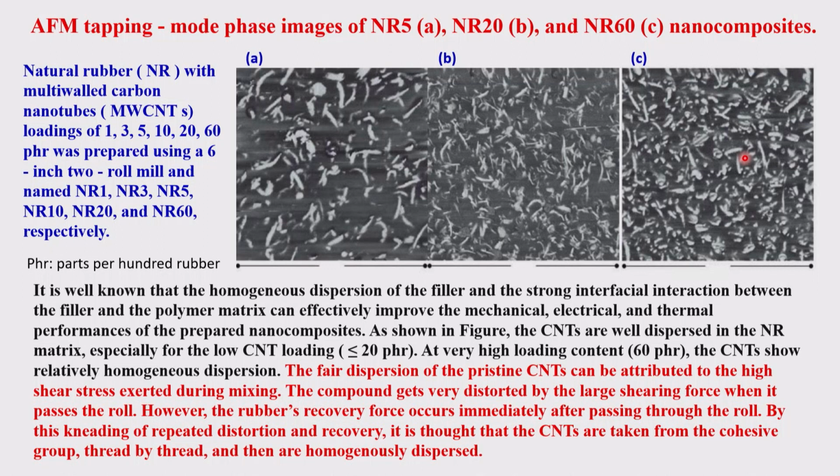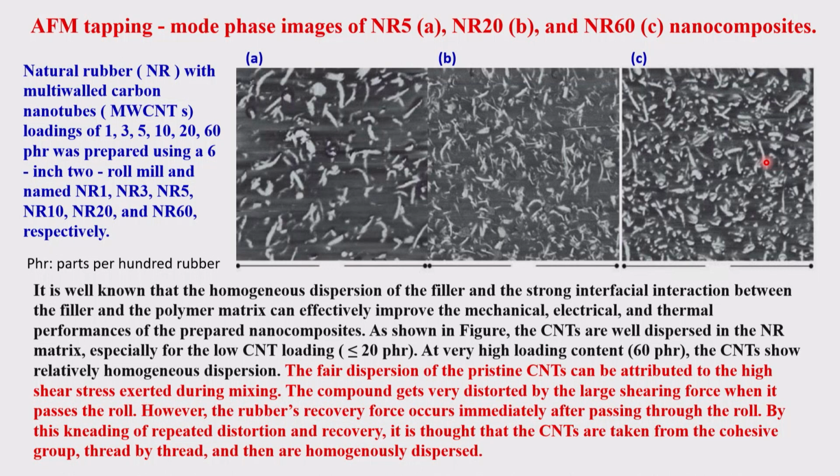If you look at these, you can see the fillers of these multi-wall carbon nanotubes. You can see the fillers getting a little bit more dense, and much more dense, and some kind of homogeneity also increases when you come to the 60. It shows relatively homogeneous dispersion, especially at very high loading content.